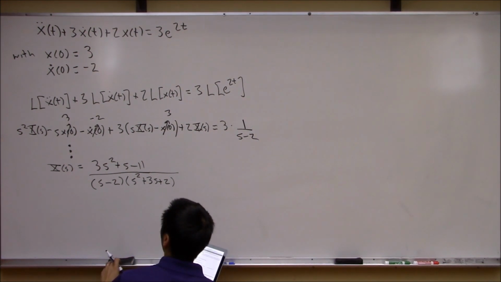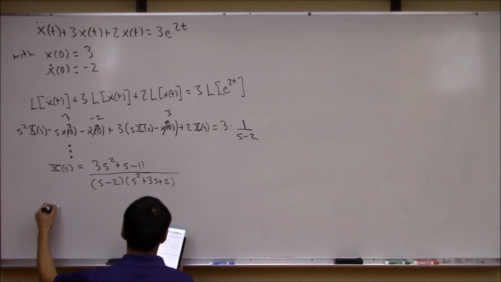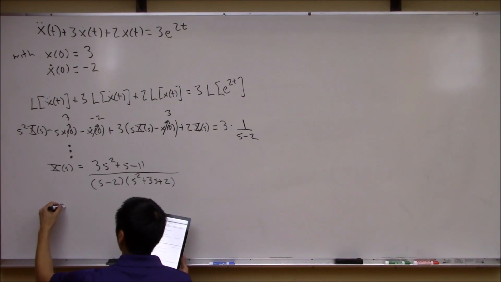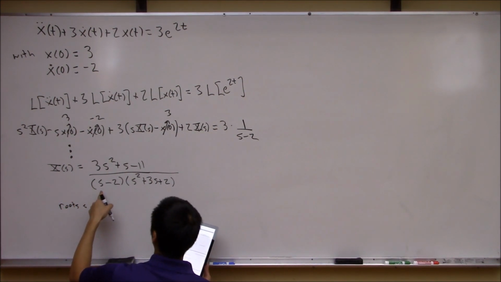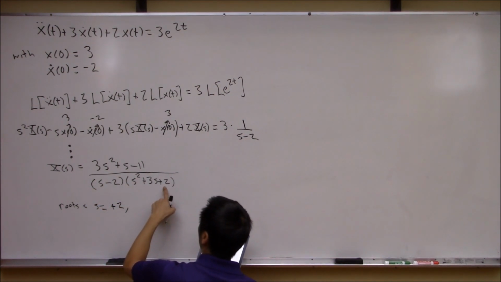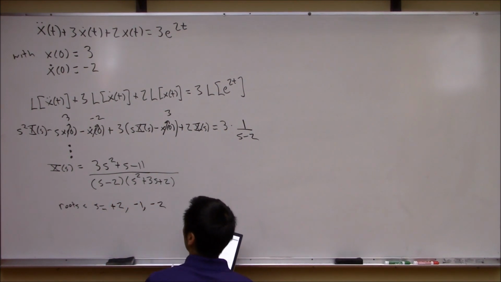So now what we need to do, for our partial fraction expansion technique, is solve for the roots of this denominator. We're going to see that we have roots here at s equals plus 2, and then this guy, we already know the roots of this. This is the characteristic equation we saw earlier. So there's a root at -1 and then -2.